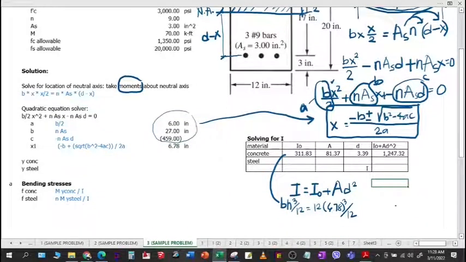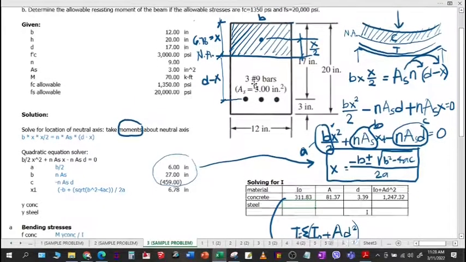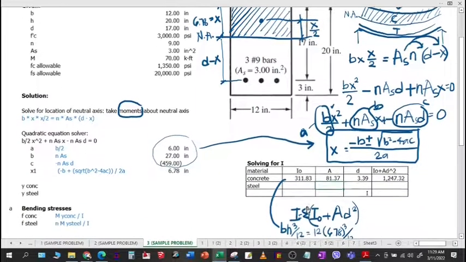Okay? And then, since we have concrete and steel, this will be a summation. Summation of concrete and steel. So for the steel, since this is a very small area compared to the concrete area, we discard the IO here. We discard the IO. But for the area, we still account for it.